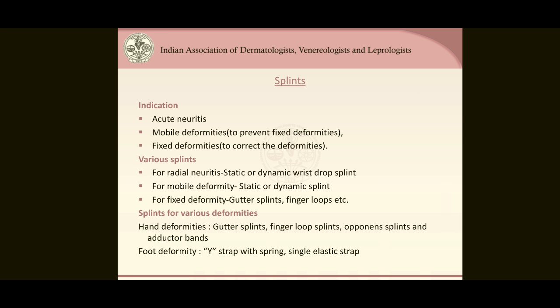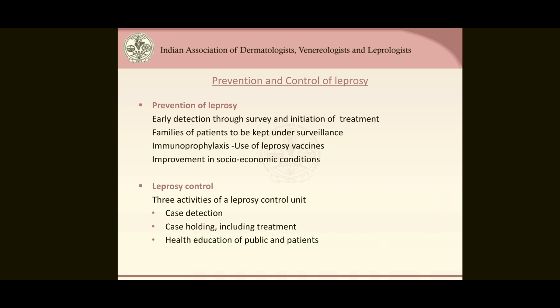Splints. Indication: acute neuritis, mobile deformities to prevent fixed deformities, and fixed deformities to correct the deformities. Various splints will be: for radial neuritis, there is static or dynamic wrist drop splint. For mobile deformities, there is static or dynamic splint. For fixed deformities, there are gutter splints, finger loops, etc. Splints for various deformities like hand deformities, it is gutter splints, finger loop splints, opponent splints, and abductor bands. For foot deformity, it is Y strap with spring, single elastic strap.